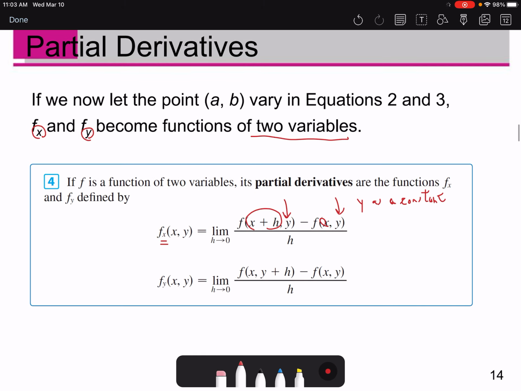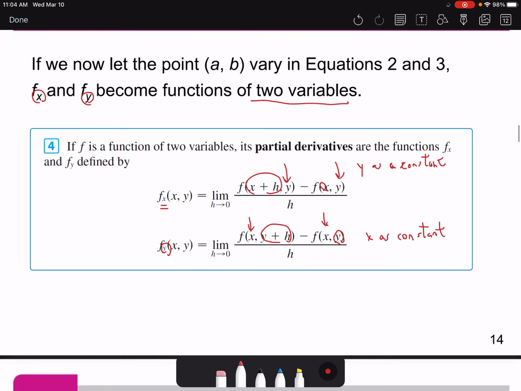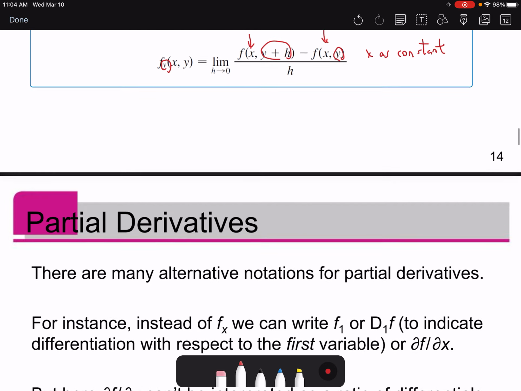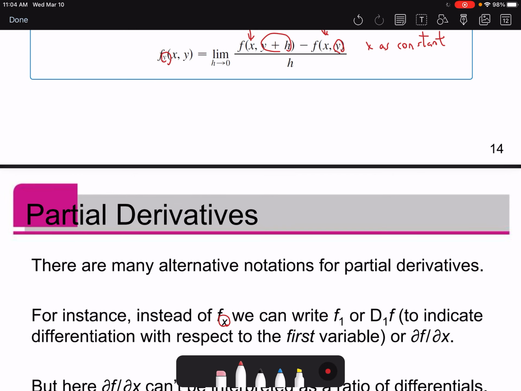Similarly, if we take the derivative with respect to y, then we vary y, however we treat x as a constant. All right, that's how we deal with the partial derivative. So first of all, let's talk about all the different notations we can have. Obviously, you have seen the subscript f sub x, meaning the partial derivative with respect to the first variable. We also use a subscript 1, meaning the first variable, or the differential operator with respect to the first variable.